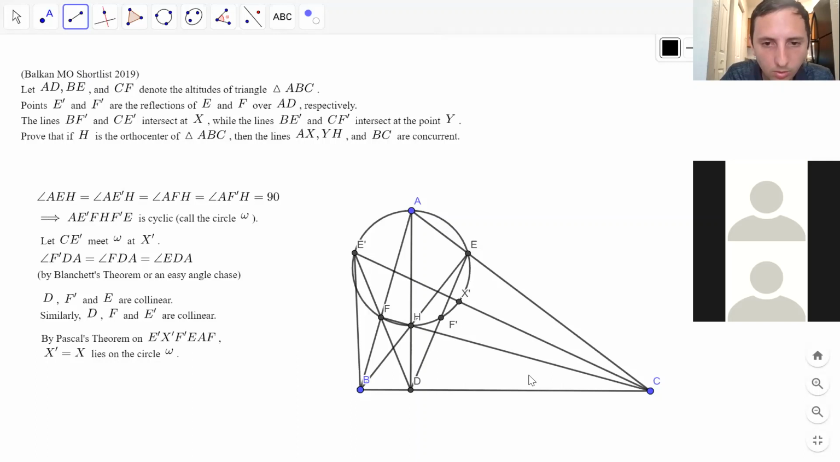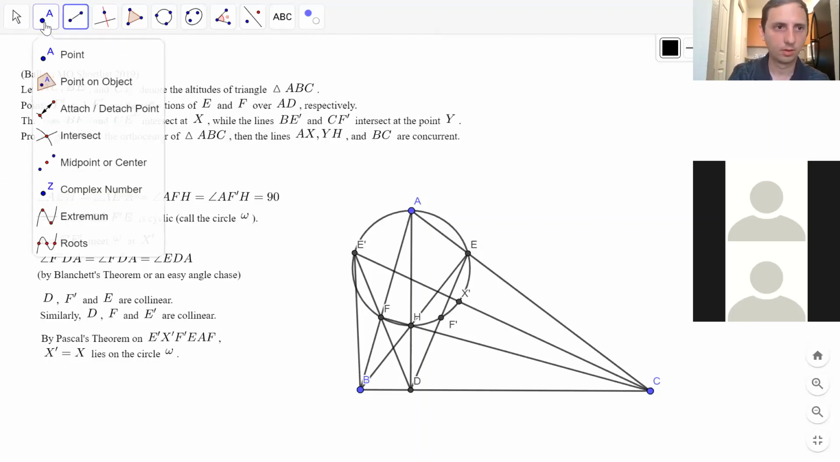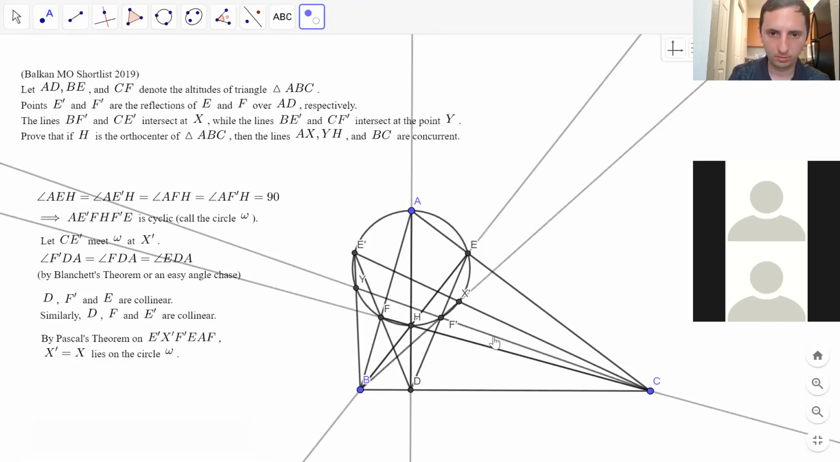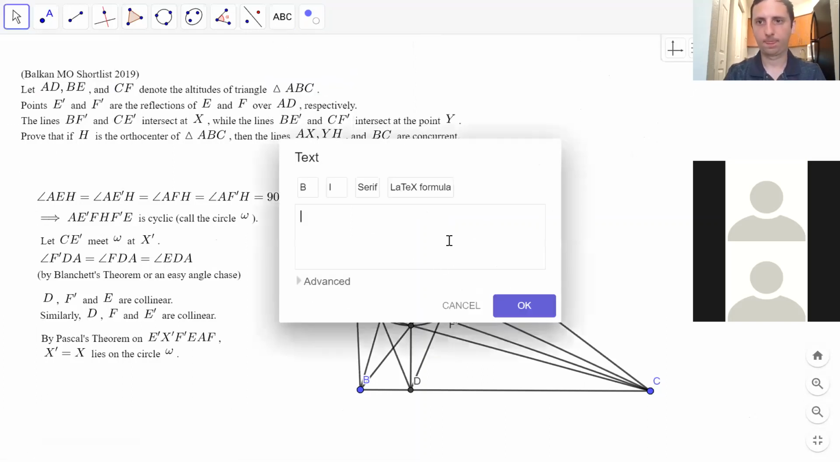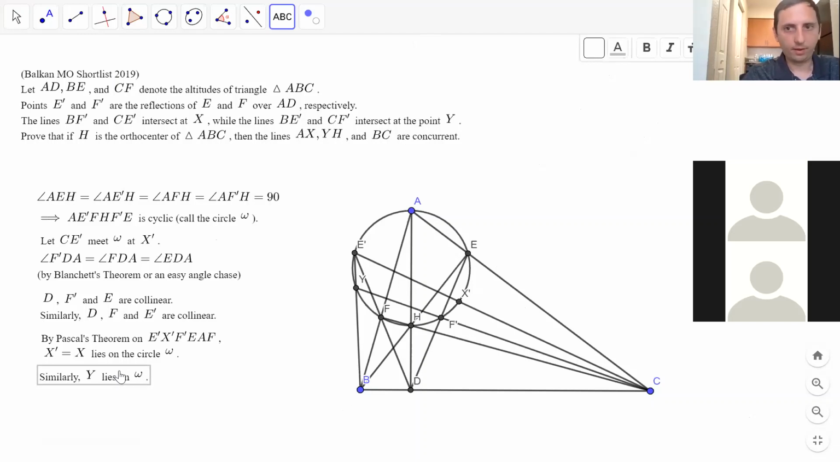So, and then similarly, Y lies in omega. And to finish, okay, so that would show that BC and E prime H intersect F prime A, and AX intersects HY. Yeah, is there a way to do it with just one Pascal? Let me see.